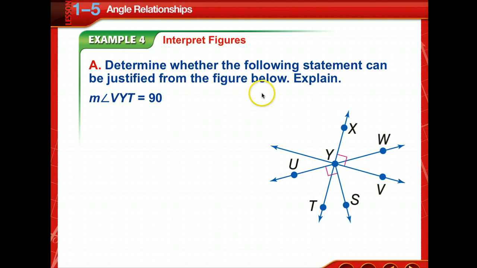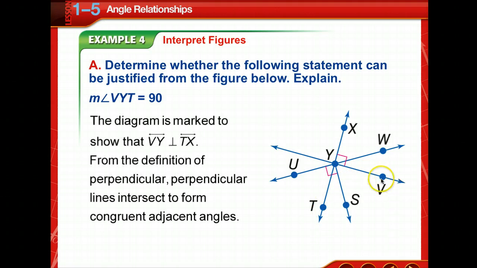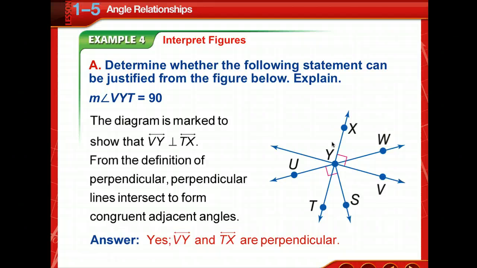Okay, we're determining whether the following statement can be justified from the figure below and then explain. So can we assume that the measurement of angle VYT is equal to 90? VYT. Can we assume it's equal to 90? So the diagram is marked to show that VY is perpendicular to TX. From the definition of perpendicular, perpendicular lines intersect to form congruent adjacent angles. So yes, we can say that they are perpendicular, that they are equal to 90.